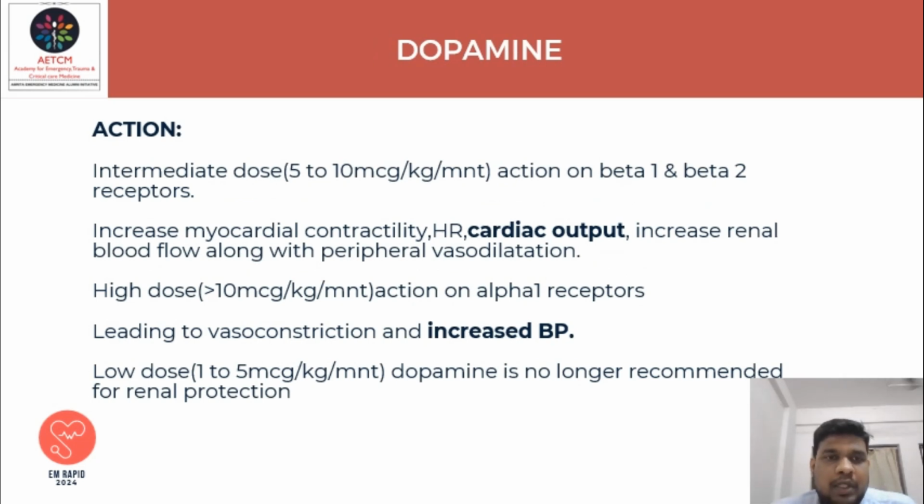Dopamine action at intermediate dose, that is 5 to 10 microgram per kg per minute, is on beta-1 and beta-2 receptors. Beta-1 and beta-2 receptor action increases the myocardial contractility, heart rate, cardiac output, and renal blood flow, along with peripheral vasodilation. At high dose, which is more than 10 microgram per kg per minute, action is on alpha-1 receptors, leading to vasoconstriction and increasing BP. At low dose, that is 1 to 5 microgram per kg per minute, dopamine is no longer recommended for renal protection.